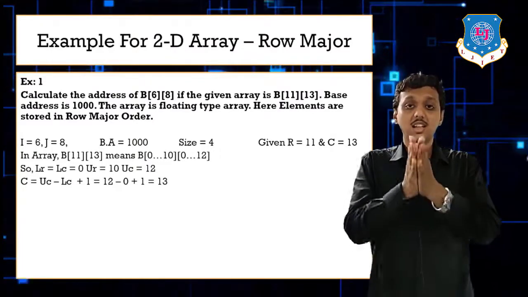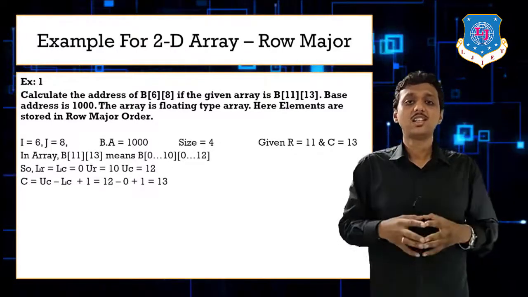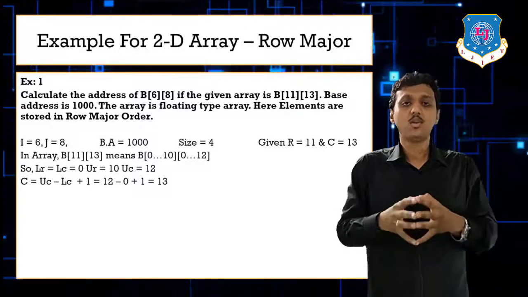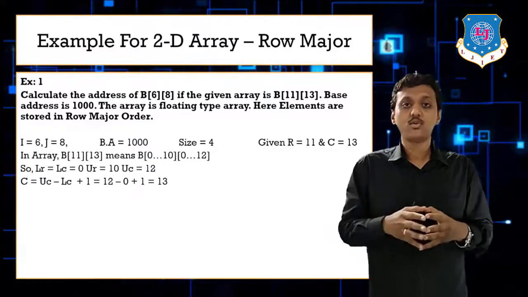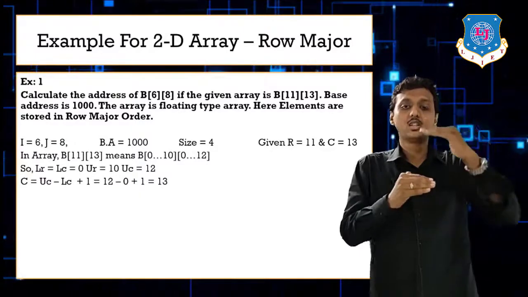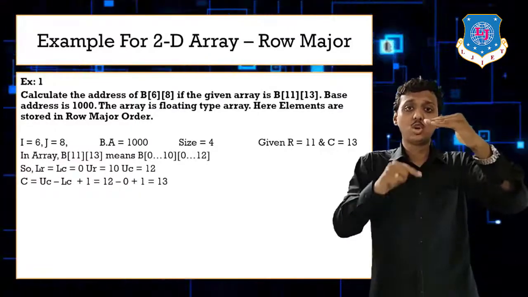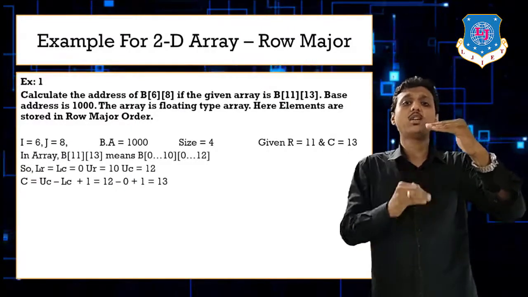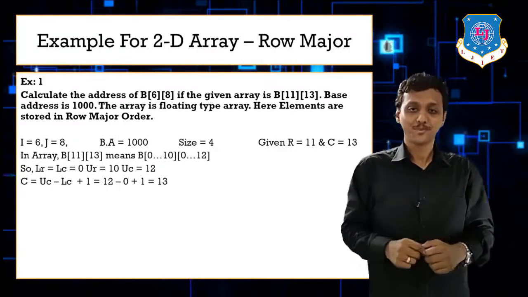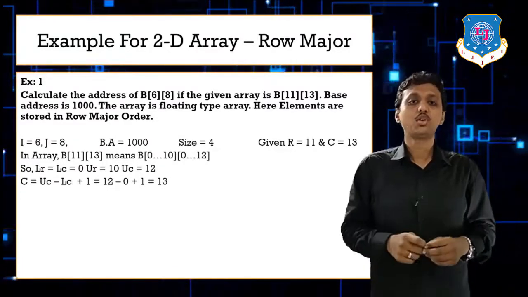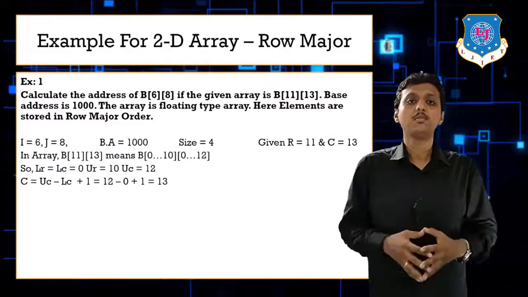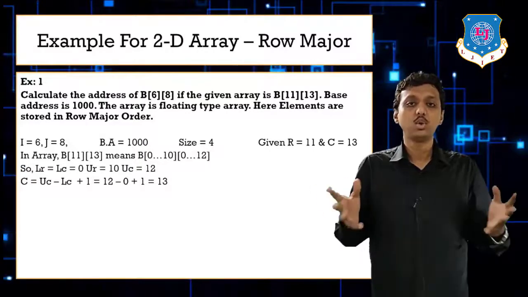Before that, let me calculate C again. C is equal to UC minus LC plus 1. What is the value of LR? Lower bound of row, 0 to 10. That means lower bound of row is 0. Again, lower bound of column is also 0. So C is equal to UC minus LC plus 1. That becomes 12 minus 0 plus 1 is equal to 13.